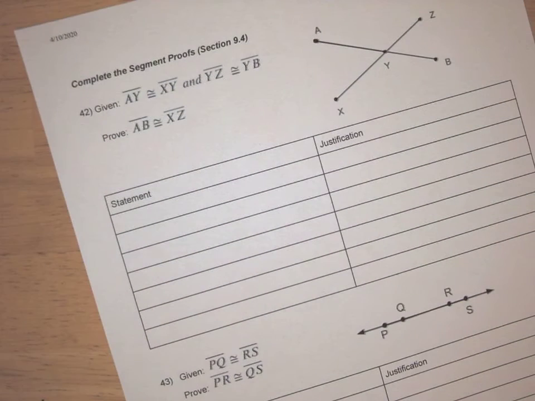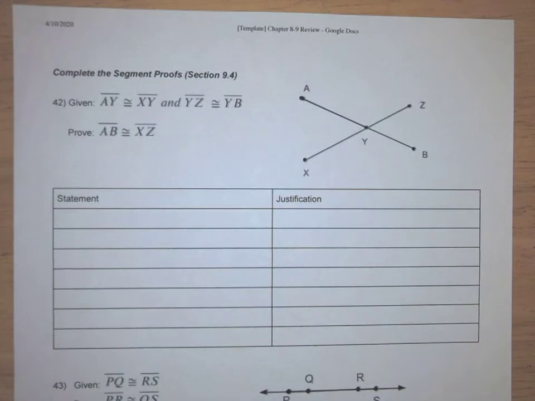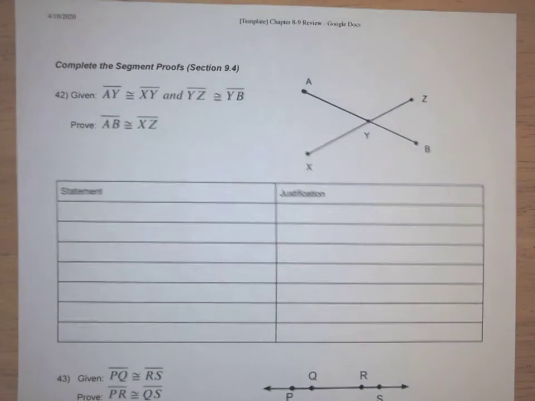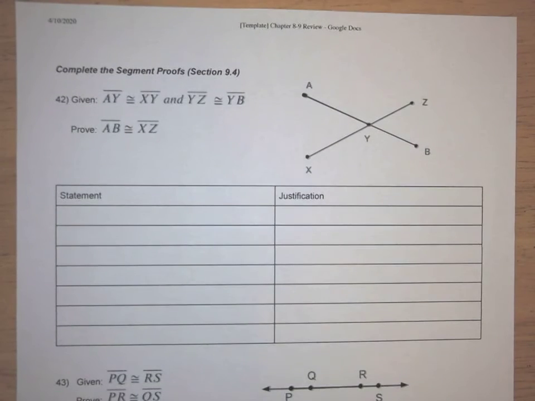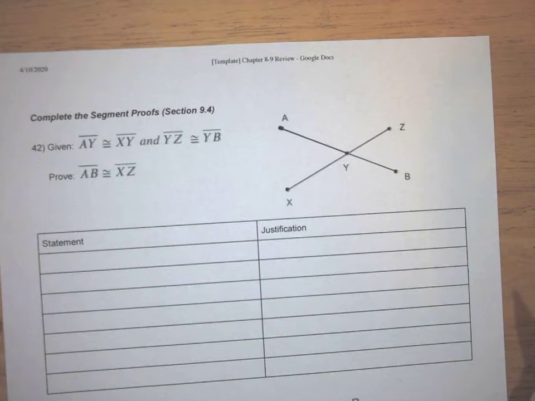Number 42 on page 8. Alright, so these are 2 segment proofs, and I believe that both of these came from a homework assignment that you already did. So you could probably go back and just find that video. I believe it was segment proofs 2? I can't remember. I think it's segment proofs 2 for this one. I think this is on segment proofs 1. But anyway, let's go ahead and go through this.